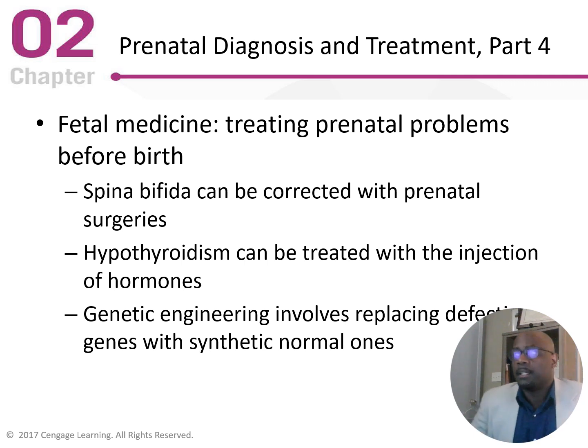Fetal medicine is treating prenatal problems before birth. Spina bifida can be corrected with prenatal surgeries. Hypothyroidism can be treated with the injection of hormones. And genetic engineering involves replacing defective genes with synthetic normal ones.